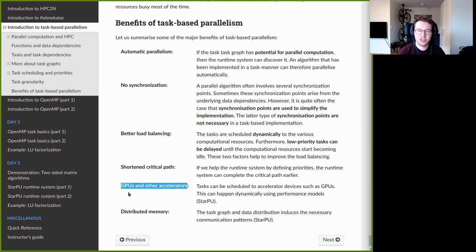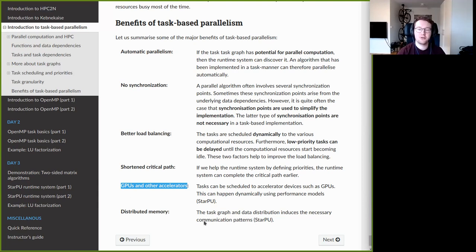Then you could use GPUs and accelerators, and this is mainly for StarPU. What happens there is that you basically provide an implementation of the task for a CPU and a GPU. After that, you don't have to care about how the data is moving around. The runtime system will do it for you. And this makes things much more modular.